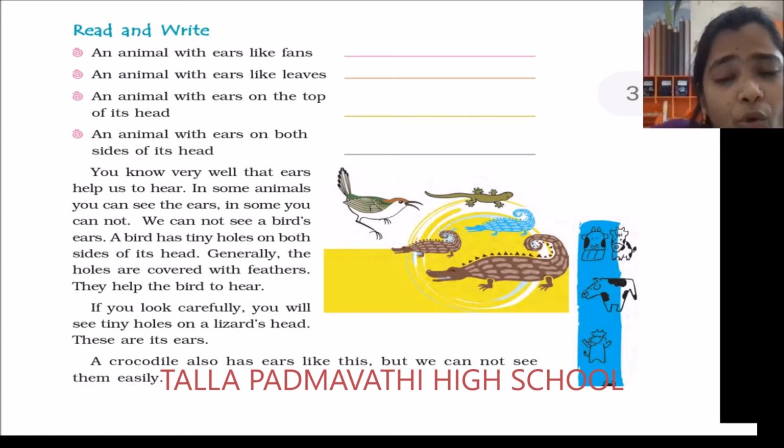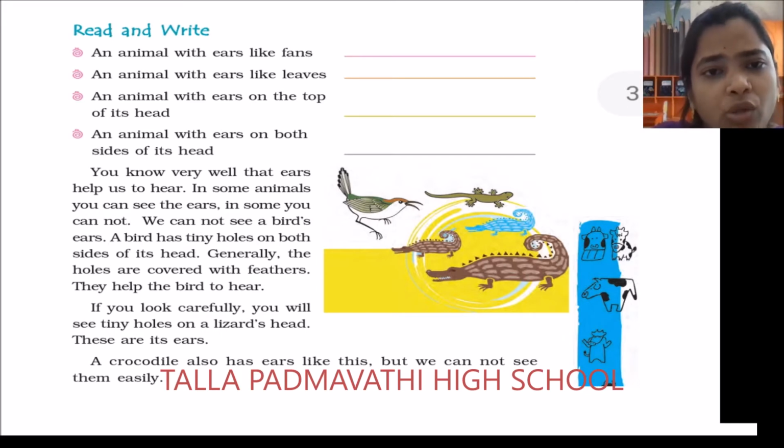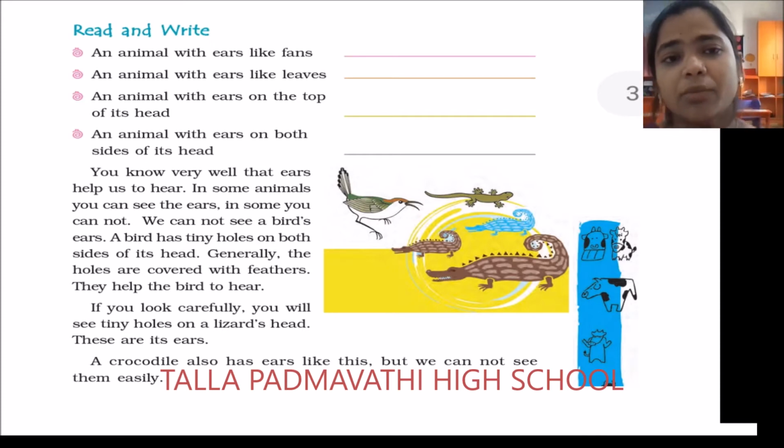You can know very well that ears help us to hear. In some animals you can see the ears, in some you cannot. You cannot see a bird's ears. A bird has tiny holes on both the sides of its head. Generally, the holes are covered with feathers. They help the bird to hear. It can hear, but the ears we can't see externally. So it will have its ears.